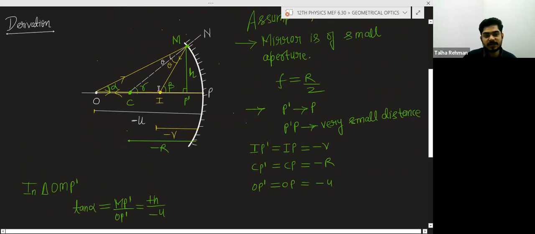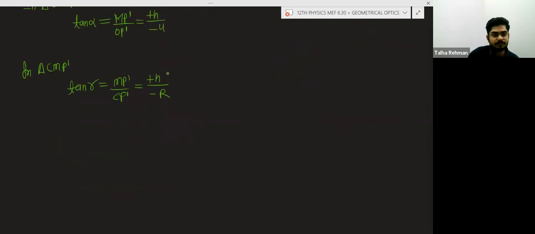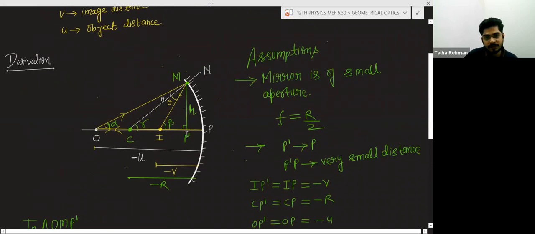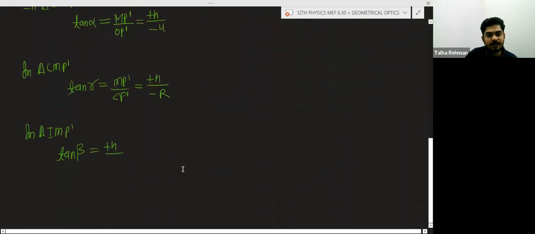There is one more triangle, this triangle IMP dash. In triangle IMP dash, we can write MP dash divided by IP dash, tan beta. In triangle IMP dash, tan beta we can find as plus h divided by this distance IP dash. And what is IP dash? IP dash is minus v. So you can write it as minus v.